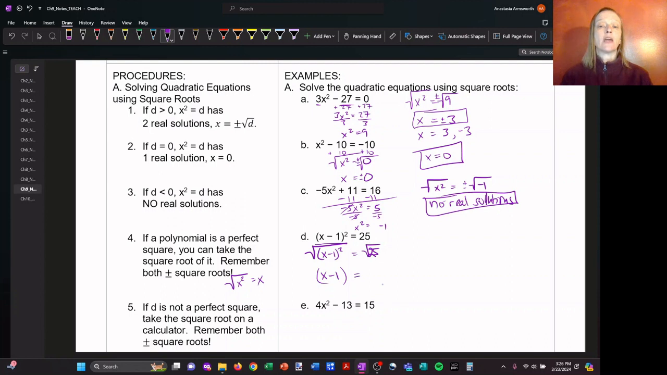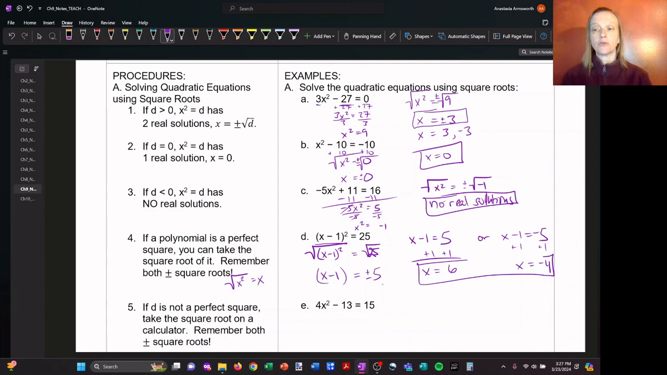So x minus 1 equals the square root of 25. Well, the square root of 25 can be positive 5 or it can be negative 5. So what we're going to have here are two separate equations. Either x minus 1 equals positive 5 or x minus 1 equals negative 5. And we can solve both of these equations. We can add 1 to both sides and we get that x equals 6. Or we can add 1 to both sides and get that x equals negative 4. These are both solutions to the equation.